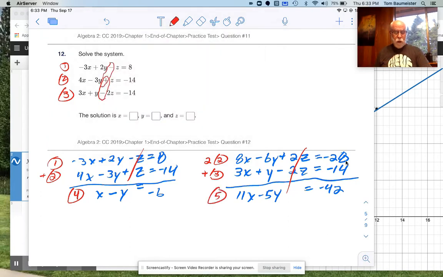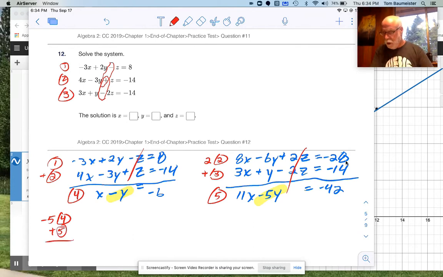All right? So now, kind of look at those two there and decide what you want to get rid of. It's up to you, ladies and gentlemen. So what I see is I see a negative y here. I see a negative 5y here. So I went ahead and I said I'm going to take negative 5 times 4, and I'm going to add that to 5.